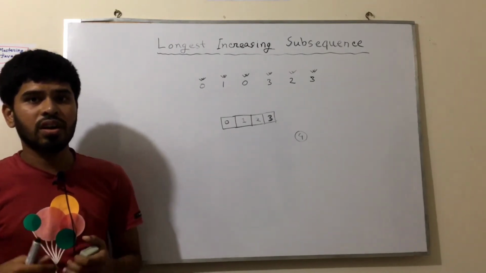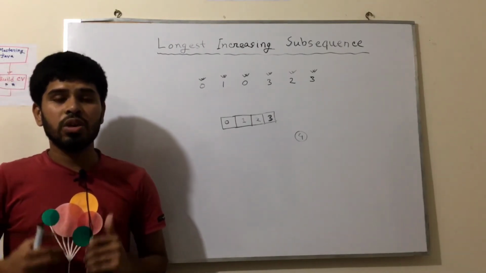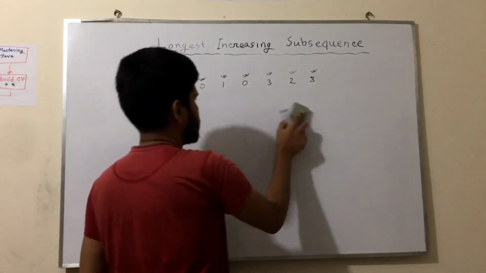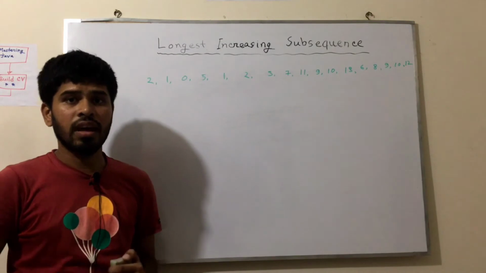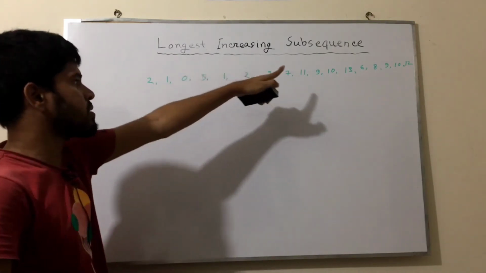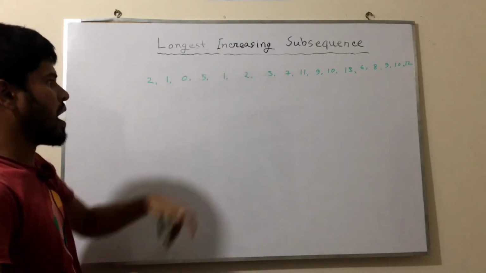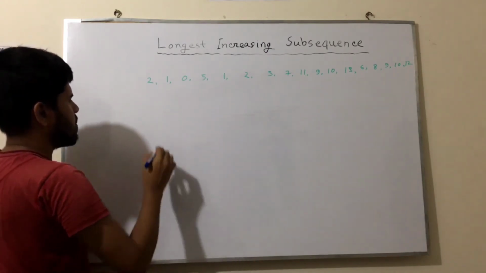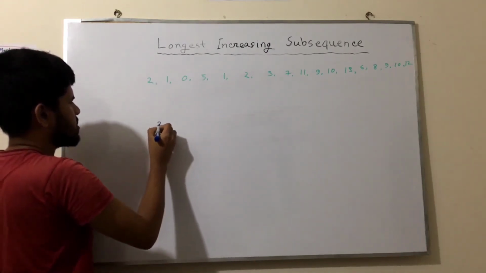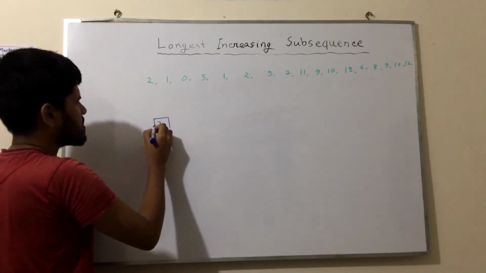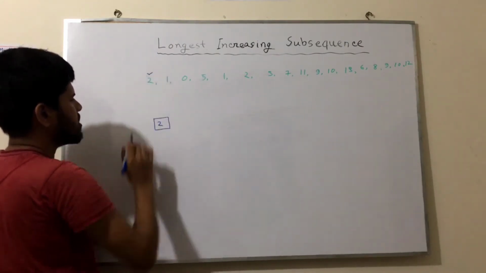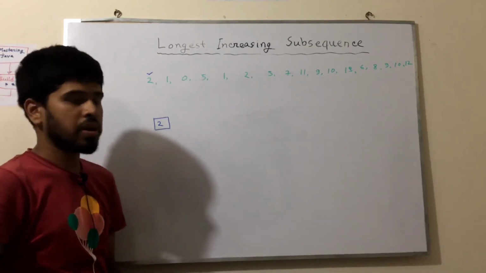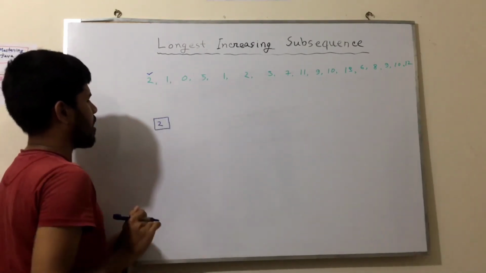Now let's take a bigger example so you can understand this intuition. Now let's find the length of the longest increasing subsequence for this given array of integers. First thing, our list is empty, so let's add the first element. This is our first element. So at this point the length of our longest increasing subsequence is 1 for sure. Okay, now we have 1.